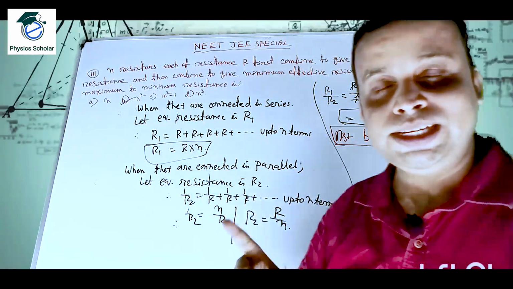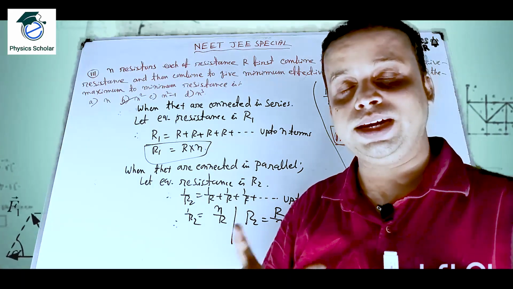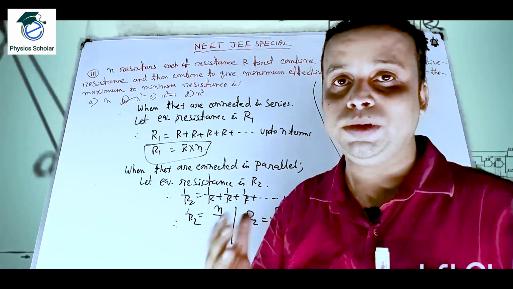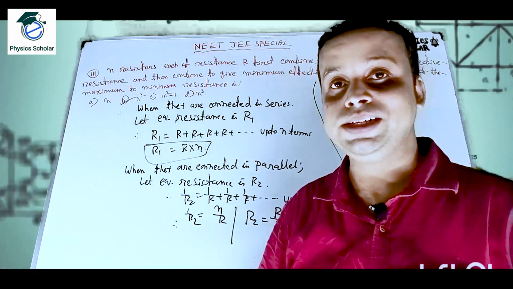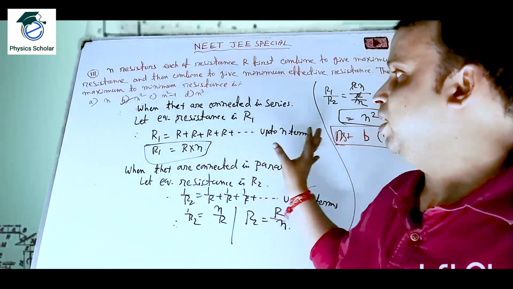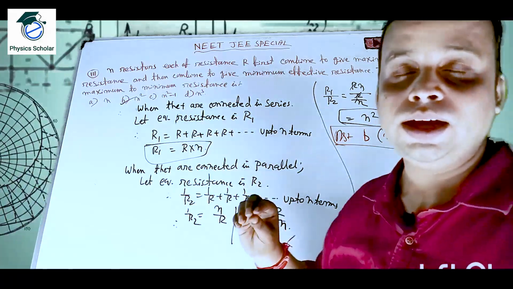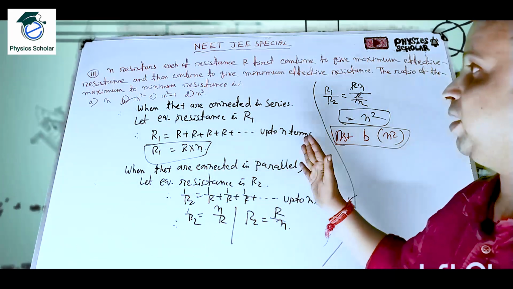So remember, when we are getting the maximum equivalent resistance, the resistances need to be connected in series. And when we are getting the minimum equivalent resistance, the resistances need to be connected in parallel. Clear? So this is a very easy sum. You have to use a little bit of concept, and you can easily do the sum. So hope you have understood this.